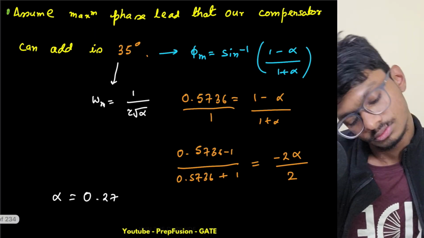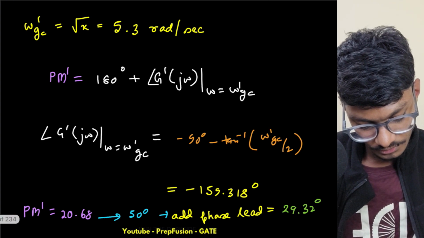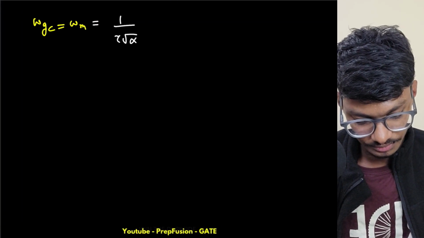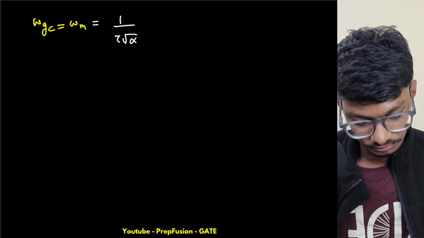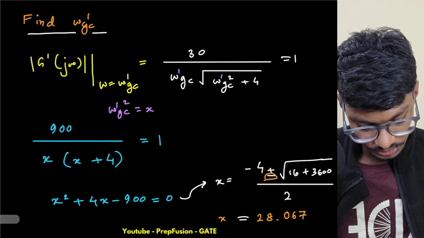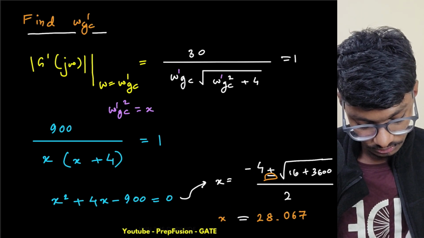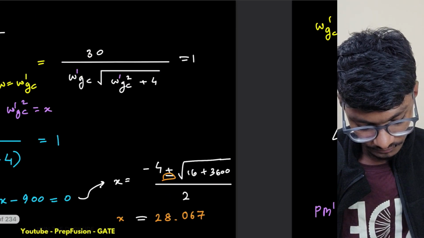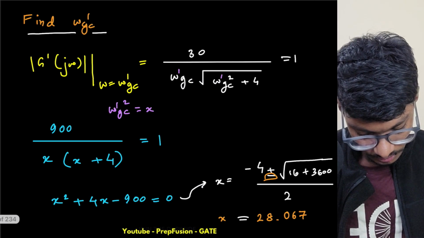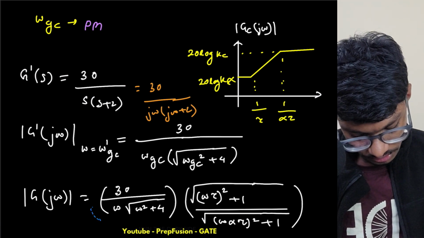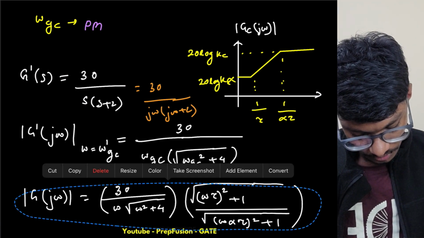So basically, what is my g of s? If I can find it somehow, where did it go? Yeah, here it is, right? This magnitude, I'll just copy this magnitude.